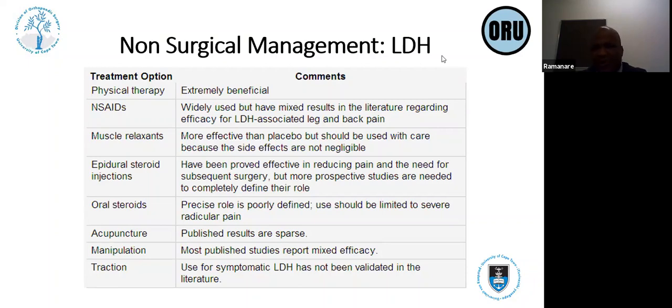Other oral steroids, we are against them. They've got more disadvantages than advantages. Now, looking at stuff like acupuncture and chiropractors, I, as a spinal surgeon, don't know enough to comment about them.